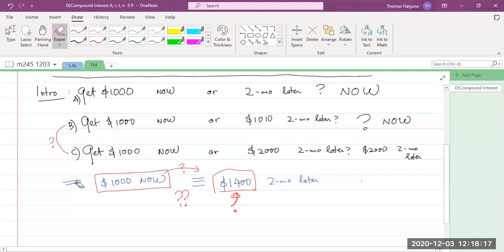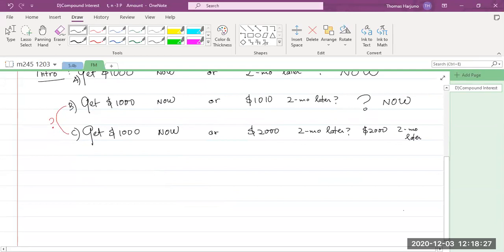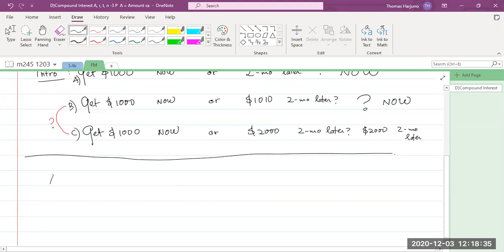Now, let's start with some idea of how to compute. Suppose the principal, the amount of money you put in, is $1,000, and the interest rate is, let's say, 6% a year. Now, a 6% a year interest rate is very high for the United States, but that's actually low in Indonesia.